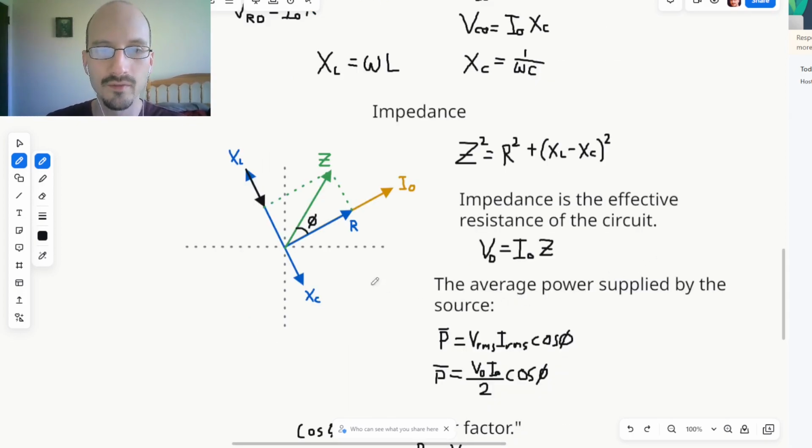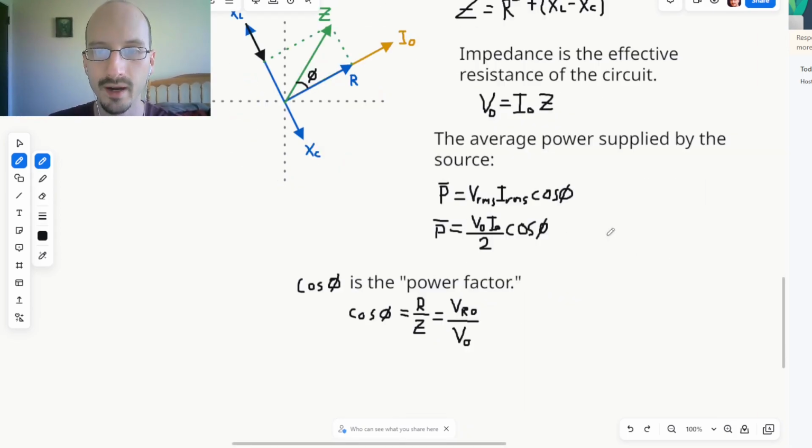Finally, we put all of them together on a graph in a vector sum, which we call the impedance. We get the impedance by taking the Pythagorean theorem with the resistance and reactances. It tells us the relationship between the supplied voltage and current, and the average power supplied by the source can be calculated using the power factor. That is the cosine of the angle between the impedance and the current.